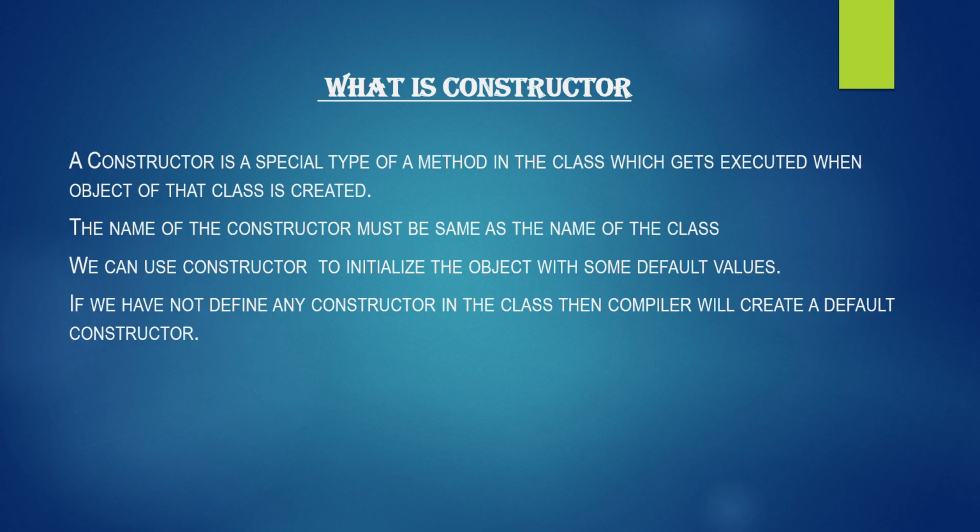So what is a constructor? A constructor is a special type of method in the class which gets executed when an object of that class is created. The name of the constructor must be the same as the name of the class. We can use a constructor to initialize the object with some default values. If we have not defined any constructor in the class, then the compiler will create a default constructor for that class. It means if we define a class and we don't need any type of constructor, so we are not defining any constructor. In that case, the compiler will automatically create a default constructor for that class.